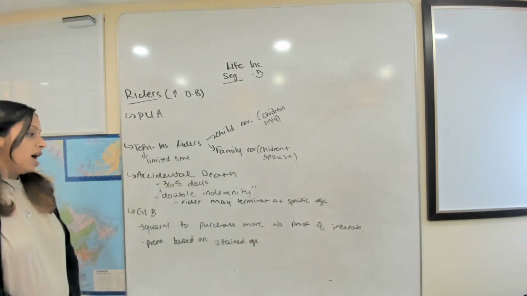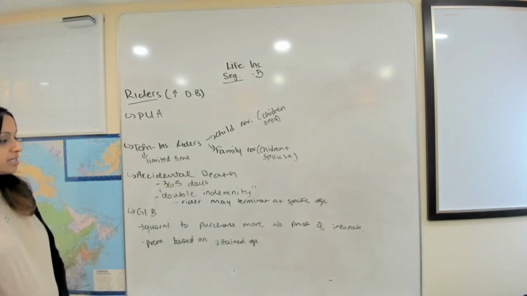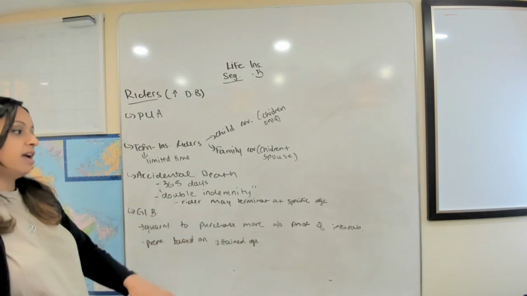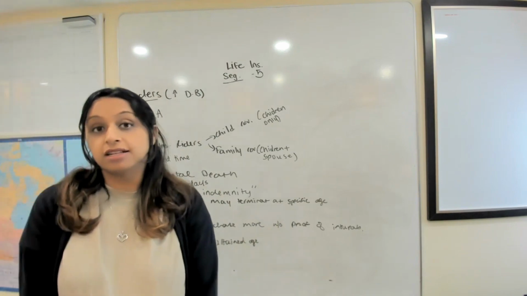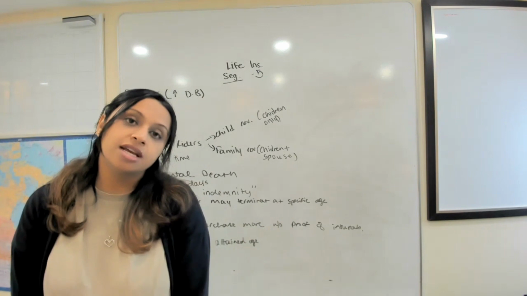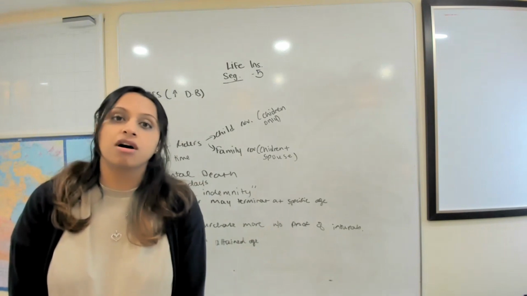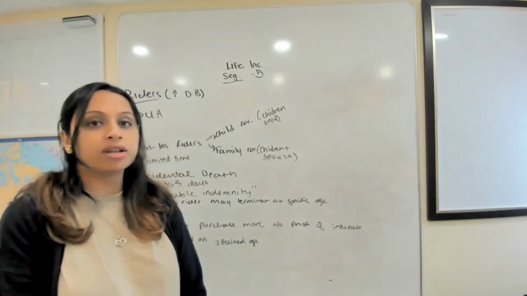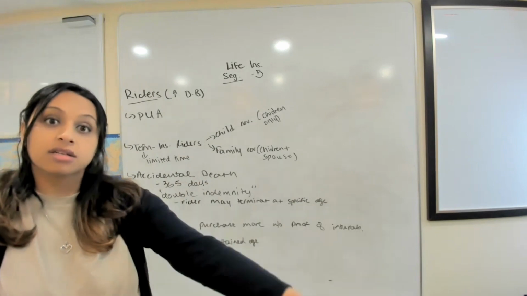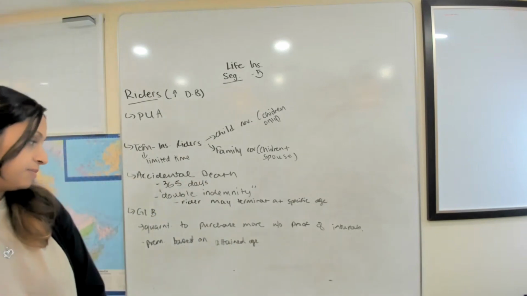Another thing to keep in mind is that this rider may terminate at a specific age. Depending on the policy and insurance company, they might say that this rider falls off at age 50 or 55. So it might not continue for the life of the policy.